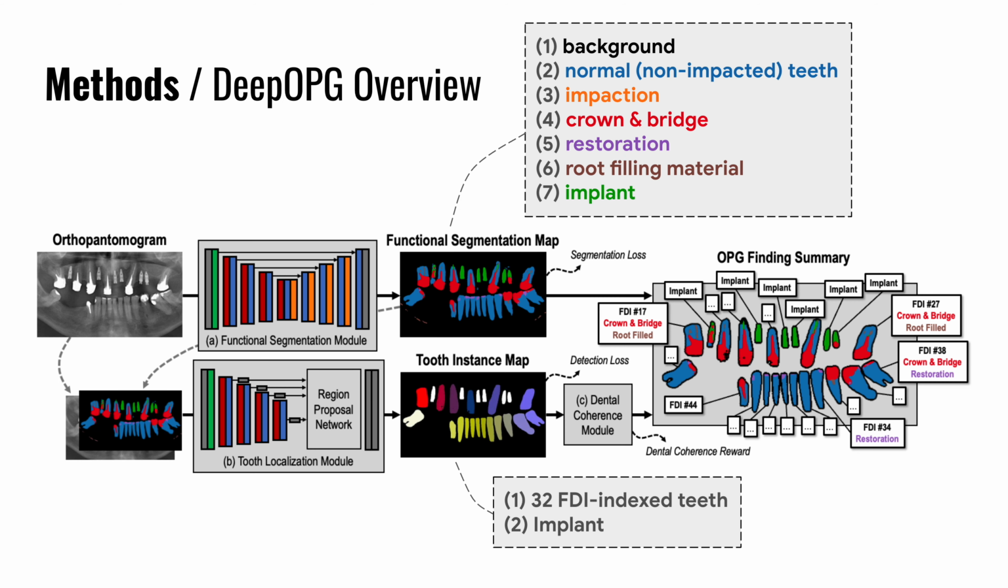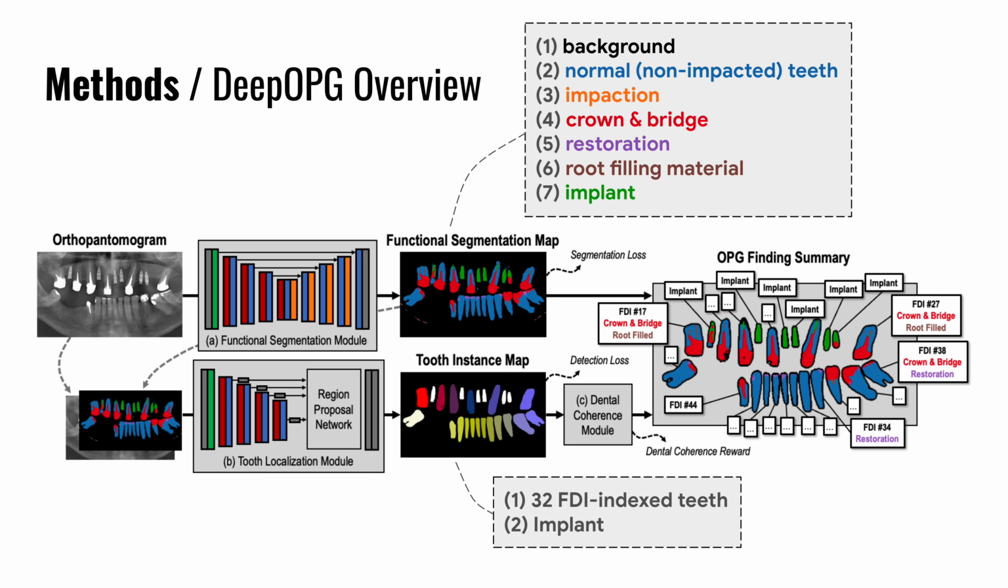There are three essential modules within. The input OPG first goes through the functional segmentation module to derive a functional map of 7 classes. The segmentation map is then concatenated with the input image to go through the tooth localization module. Since the output of the localization module will potentially contain more than 32 teeth, we utilize the dental coherence module to subselect from the detected objects. As the last step, we combine the segmentation map and the tooth instance map refined by the dental coherence module to produce findings for each tooth.